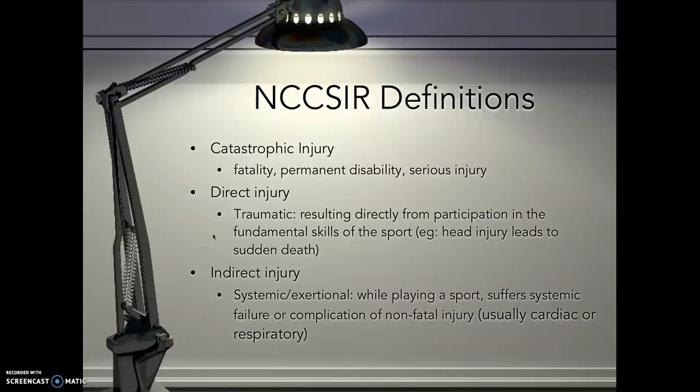Indirect injury, on the other hand, is systemic or exertional, so that while playing the sport, the patient suffers a systemic failure or complication from something that was a non-fatal injury. Think about an asthma attack that goes uncorrected. The patient develops respiratory distress and then respiratory arrest and ultimately dies. Any of the cardiac conditions, sudden cardiac death, would fall into the category of an indirect injury.